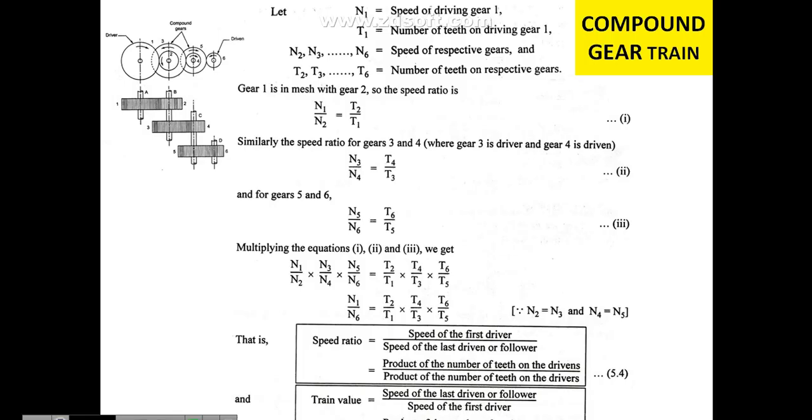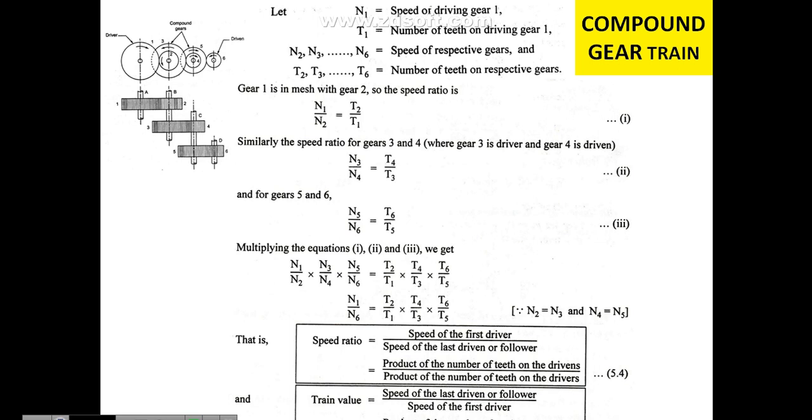So these are the speed ratio and train value formulas. As usual, you consider N1, N2, N3 for the speed of the gears, and T1, T2, T3 up to T6 for the number of teeth on the respective gears. So as usual, you do the combination of gear 1 and 2, having N1 by N2 is T2 by T1. Similarly, N3 by N4 is T4 by T3, N5 by N6 is T6 by T5.